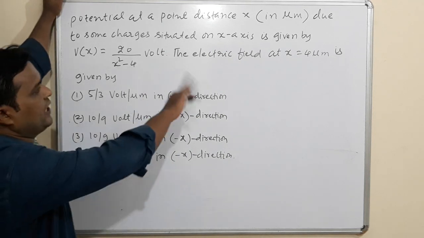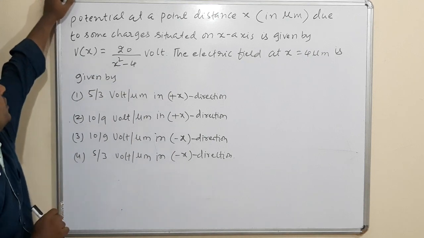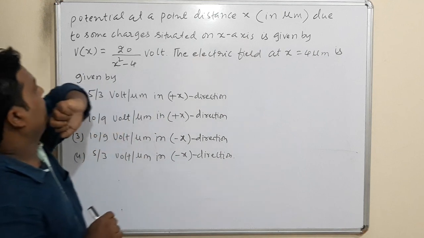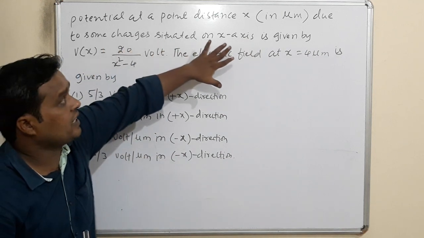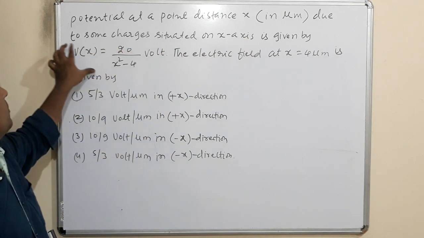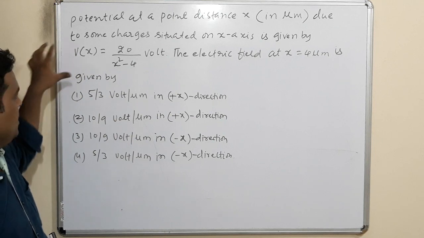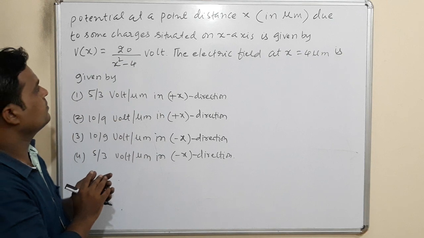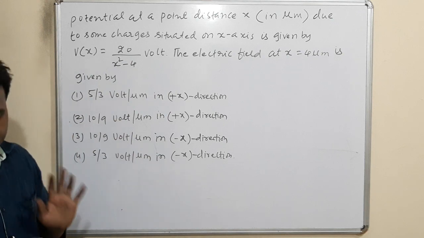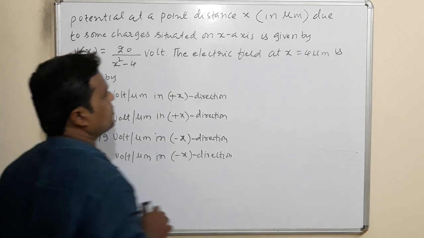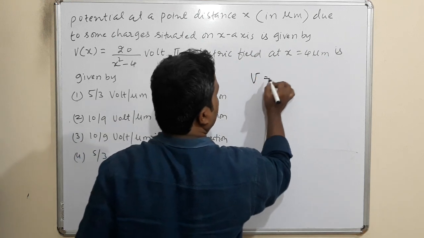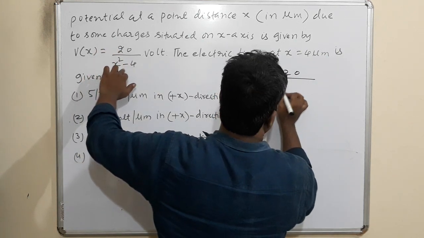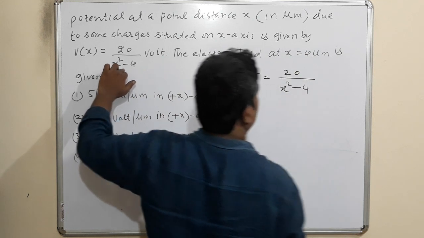Okay, we will continue with this question. See the question. Potential at a point at a distance, which is measured in micrometer, due to some charges situated on the x-axis is given by this much. This is the potential. I want to find the field with its direction. Let us suppose, what is V given? V is 20 divided by x square minus 4.